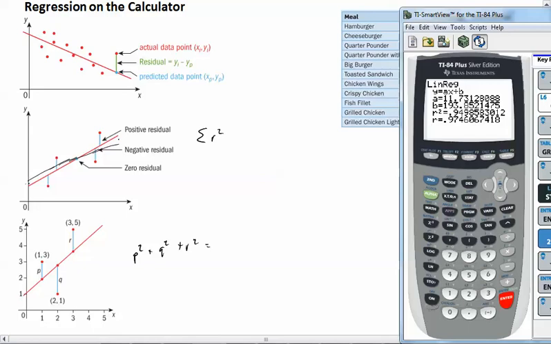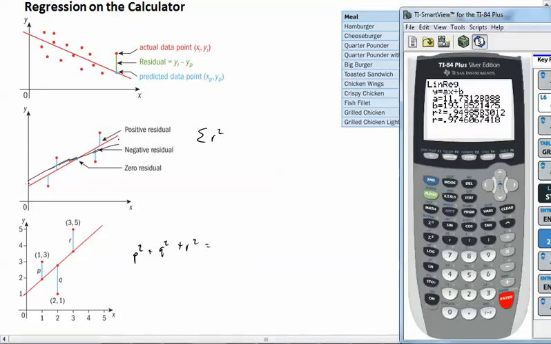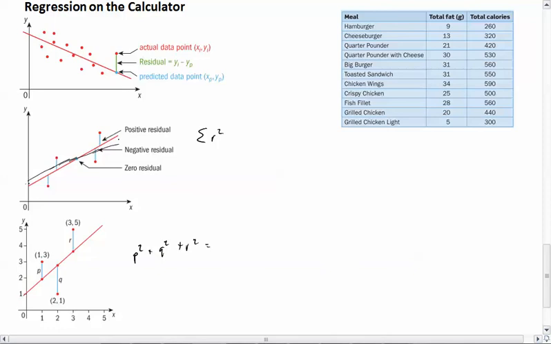Okay, so that's the basic idea behind what we've got. And actually, sorry, that is not the sum of the residuals. It's part of that formula, but then you have to square root it to get the R value, which then can be anything between -1 and 1.